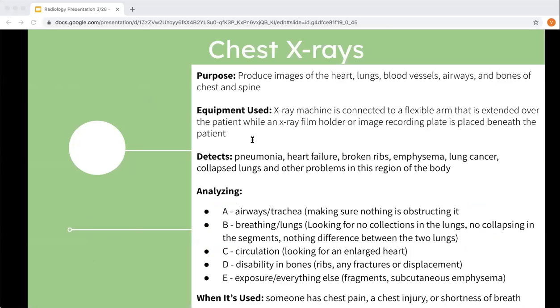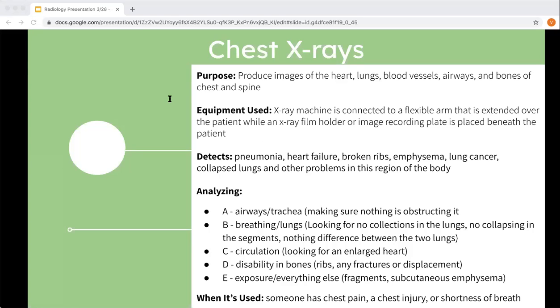Chest X-rays can detect pneumonia, lung cancer, heart failure, and emphysema, which is a lung condition that causes shortness of breath and more. Chest X-rays are used when someone has chest pain, a chest injury, or any shortness of breath. On the left is an example of a scan from a chest X-ray.